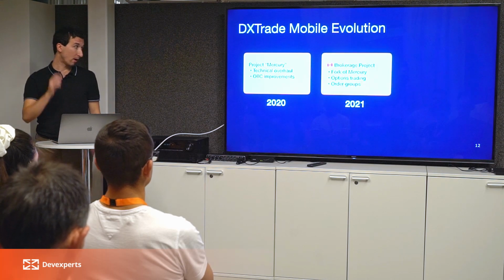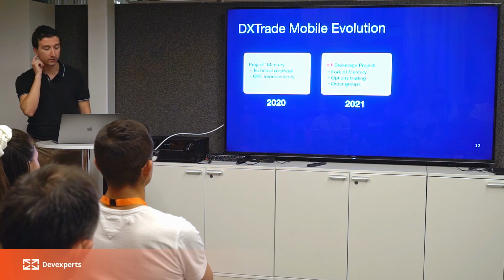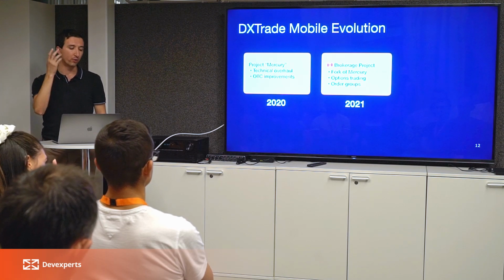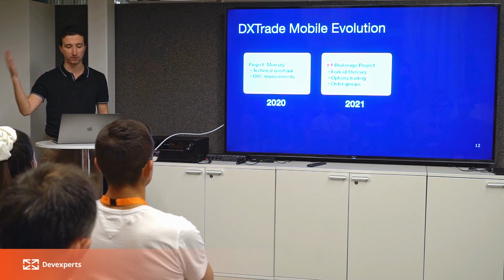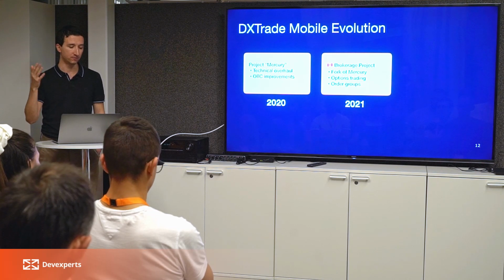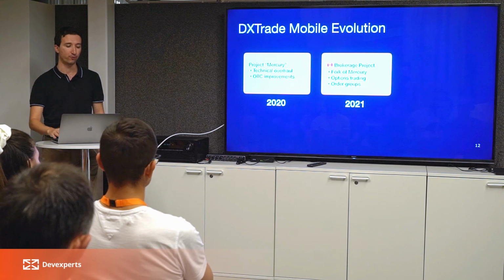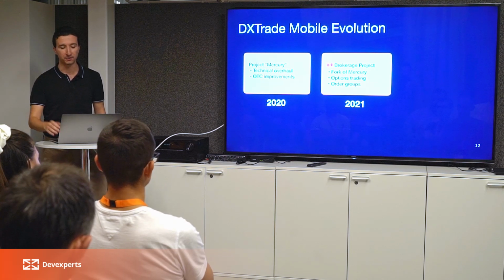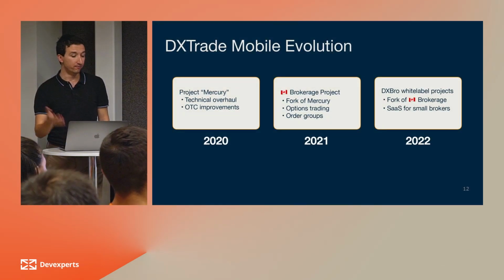In 2021, we started this Canadian brokerage project, for which we basically forked the Mercury code base. So we continued improving on it, and we started adding features for options trading, for different order types and more complex order groups.